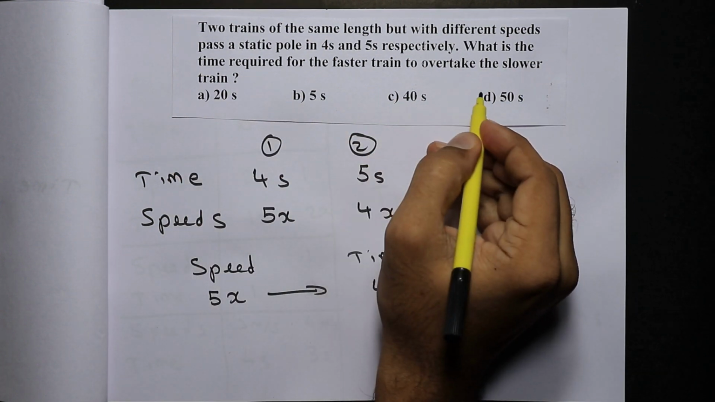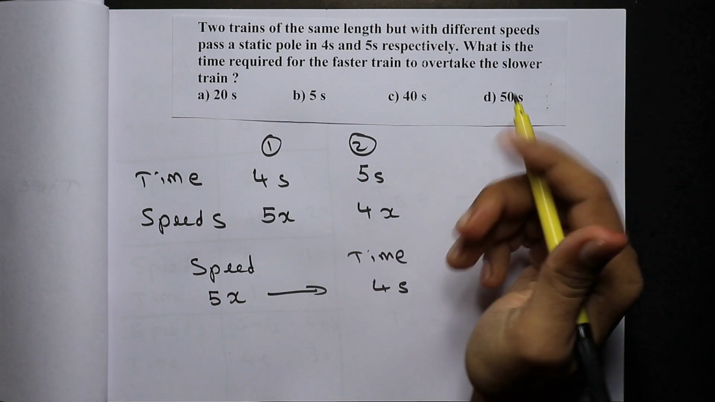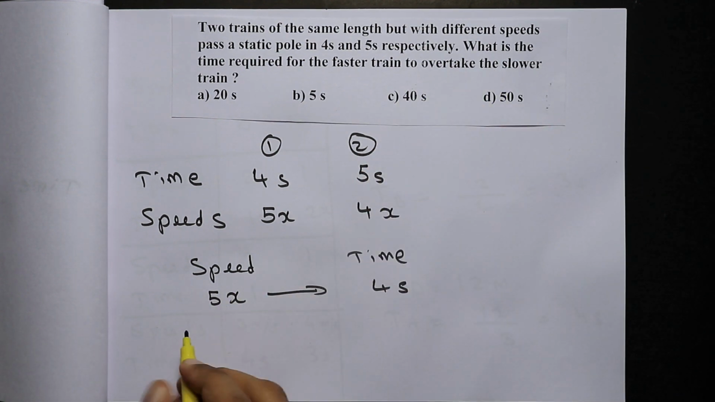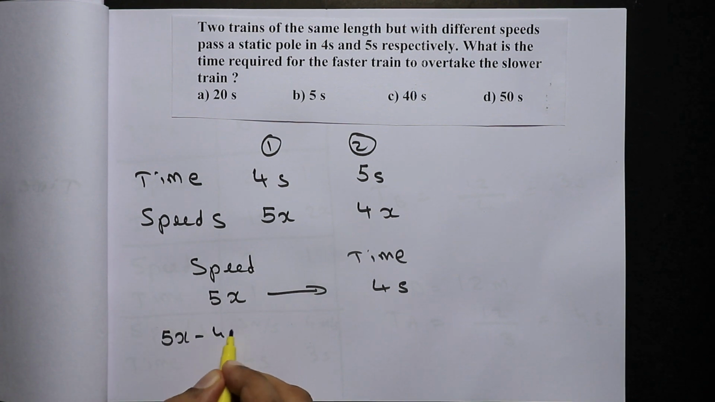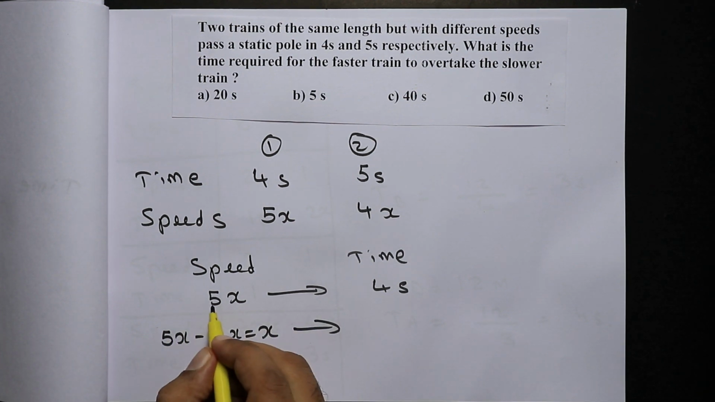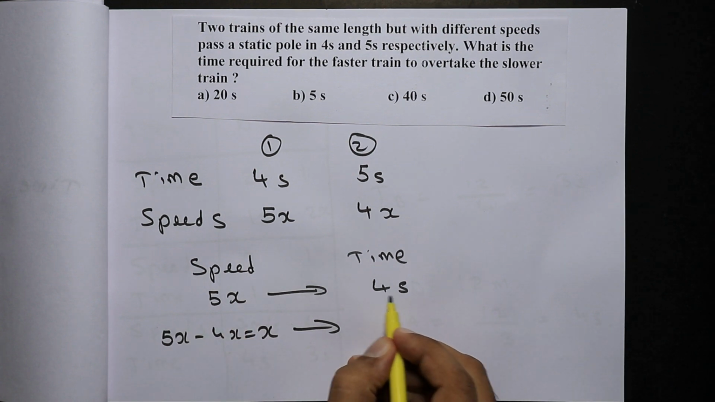Now when they are overtaking, they are both moving in the same direction. When they are moving in the same direction, their relative velocity will be the difference of their speeds. So when they are overtaking each other, their relative velocity will be 5x minus 4x. Effective speed will be x. Then what will be the time required?